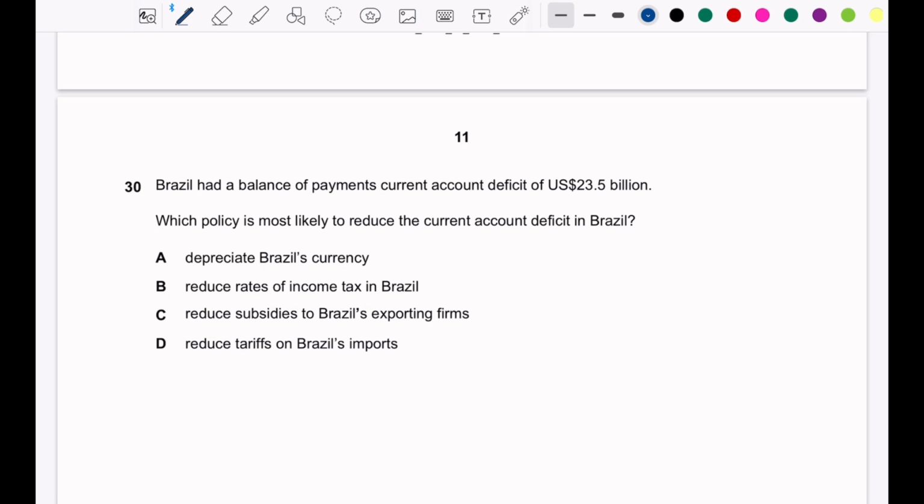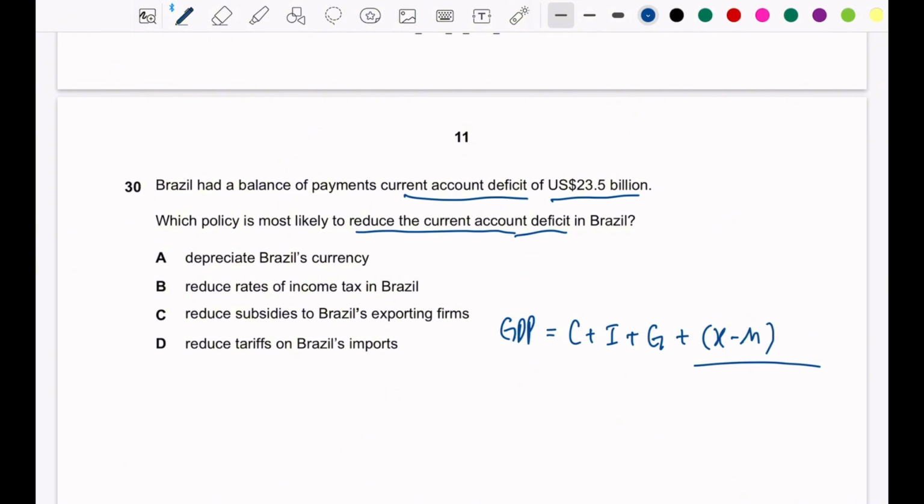30. Brazil had a balance of payments current account deficit of US dollar $23.5 billion. Which policy is most likely to reduce the current account deficit in Brazil? Okay, do you still remember this GDP formula? C plus I plus G plus X minus M. Right now we look at this X minus M. To reduce the current account deficit, we need to either increase the export revenue or reduce the import expenditure.